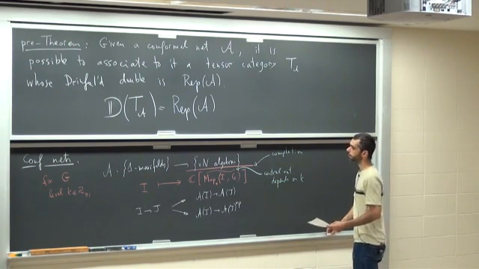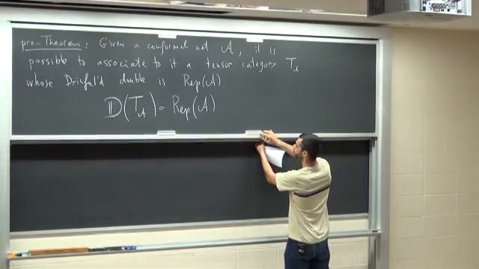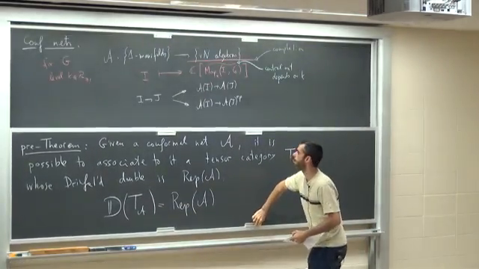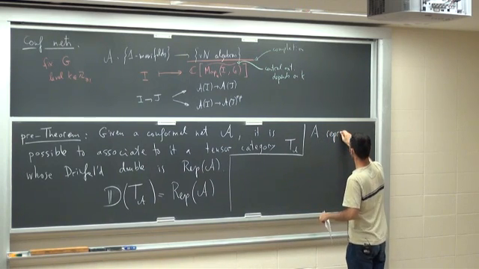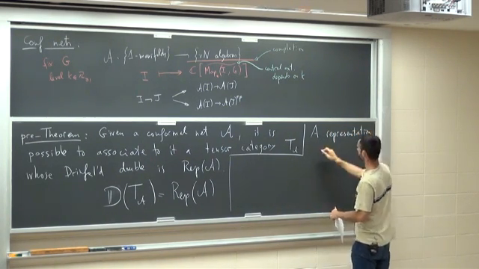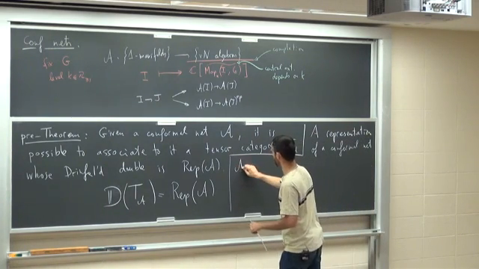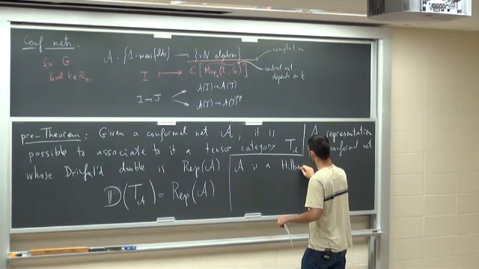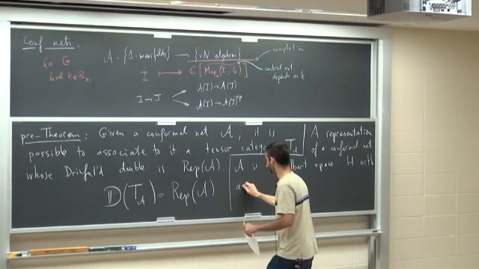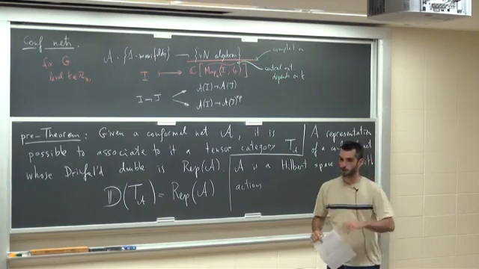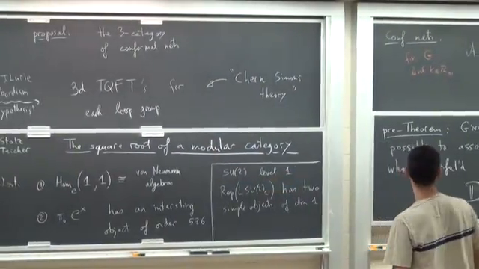And a representation of a conformal net is a Hilbert space with actions. So I already gave you the sort of sloppy definition, which is to say it has an action of the von Neumann algebra associated to a circle.